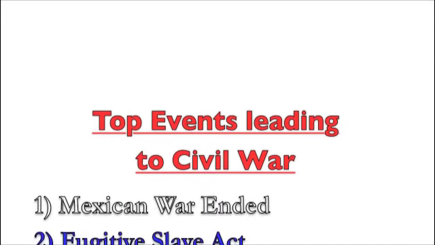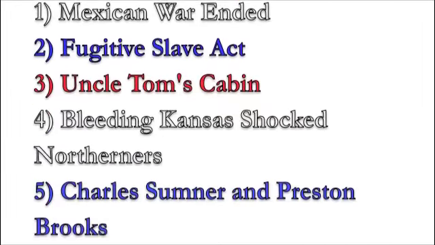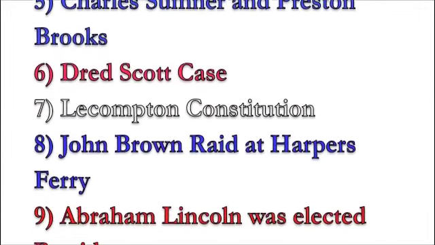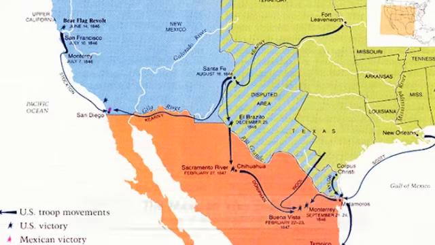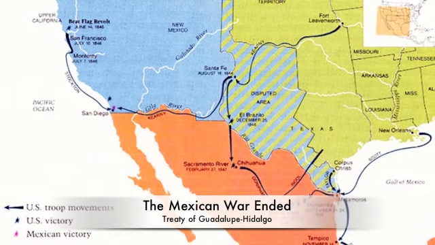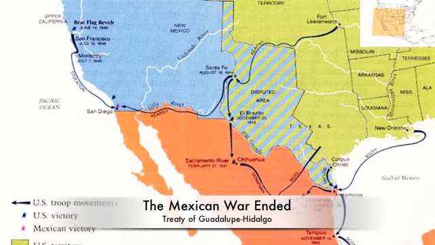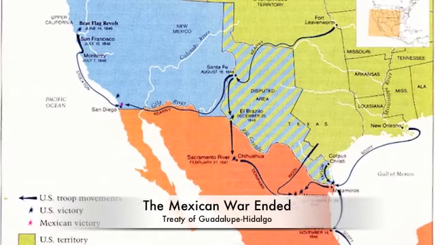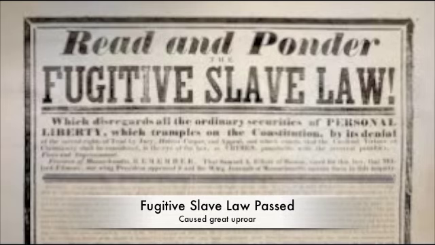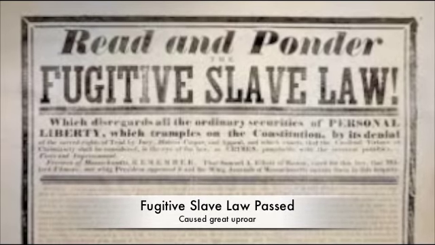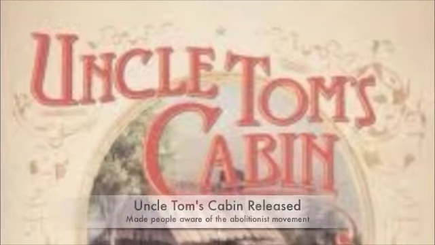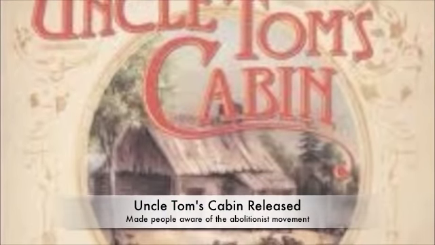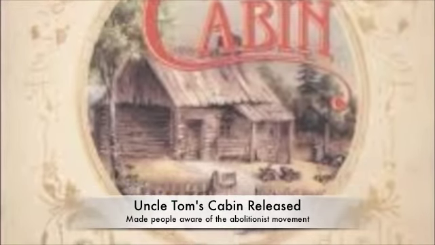The top events leading to the Civil War. With the Mexican War ended, the new land gained brought more controversy over free or slave states. The Fugitive Slave Law caused great controversy among Northern abolitionists. Uncle Tom's Cabin made Northerners aware of the plight of the Southern slave.